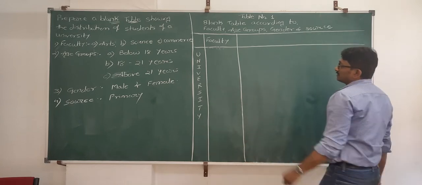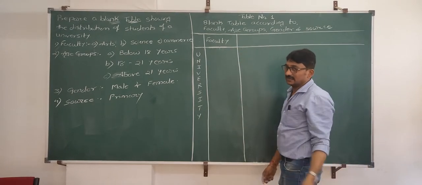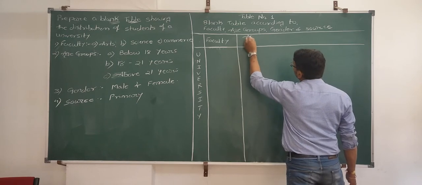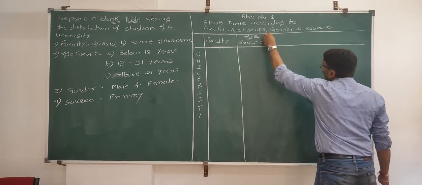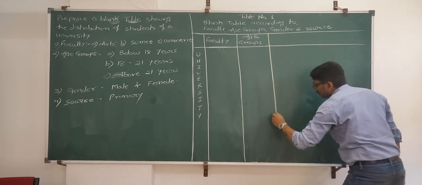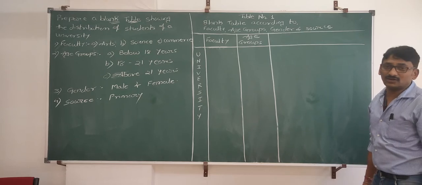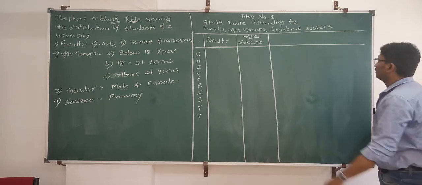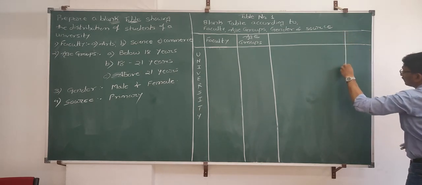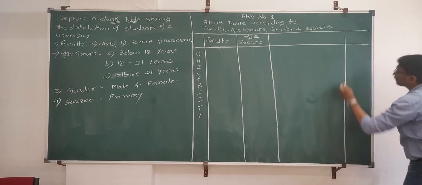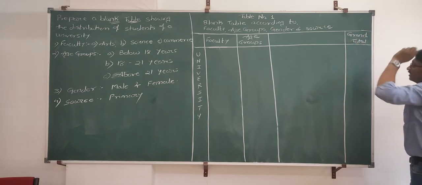Always keep age group as third column. If the age group information is there, always keep this age group as third column. This is known as definite order of age group. Whenever age group is there, keep it as third column. And one more definite order is last column is always grand total. So here I will write grand total.